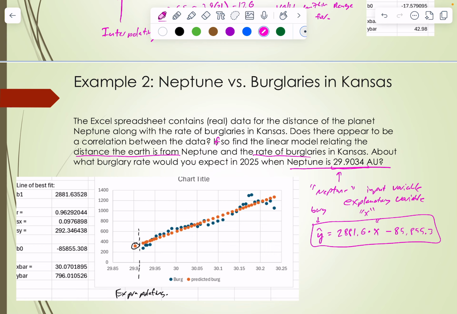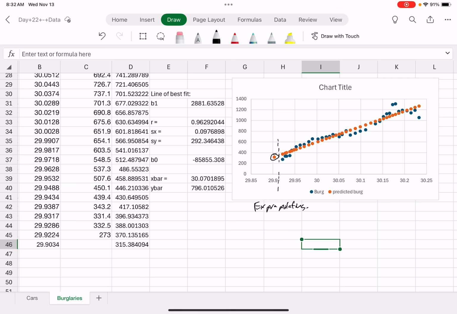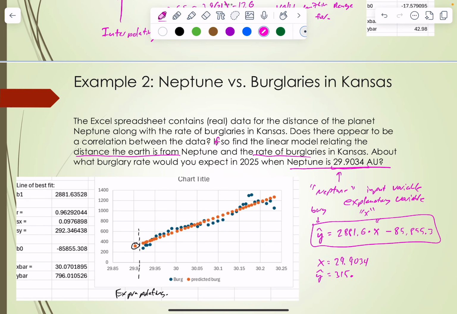Okay, and so that right there is my line of best fit. And when I use it to find when x equals 29.9035, I found that y hat, my predicted number of burglaries, is 315. Let's just check on that number again. Yep. 315.4. 0.4 burglaries per, it's some sort of rate.